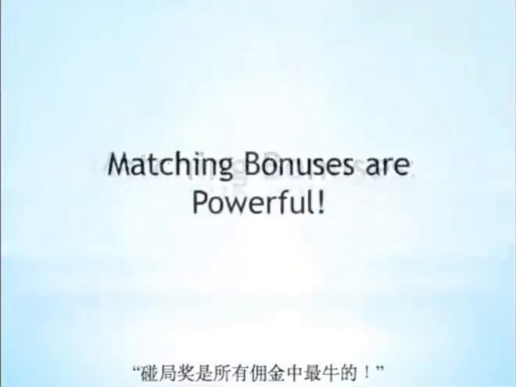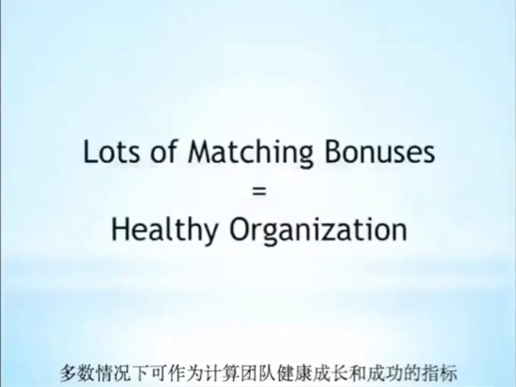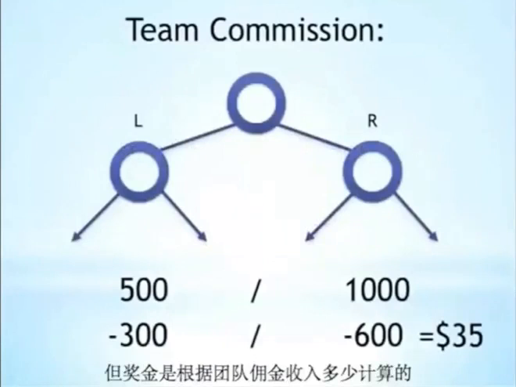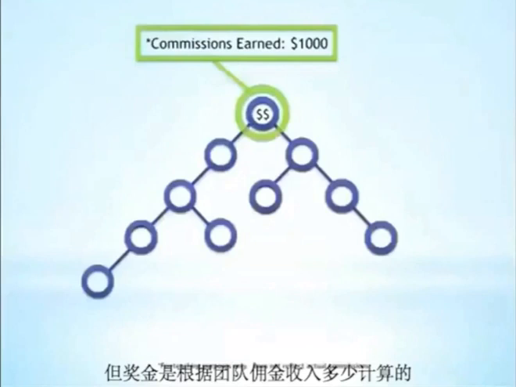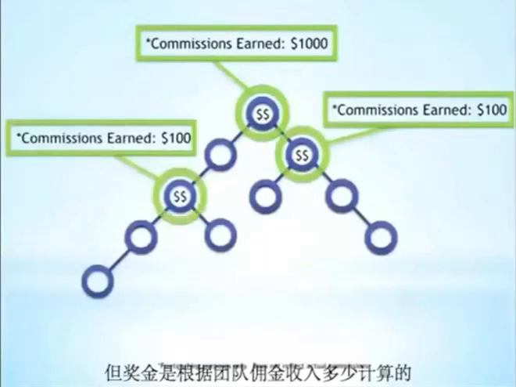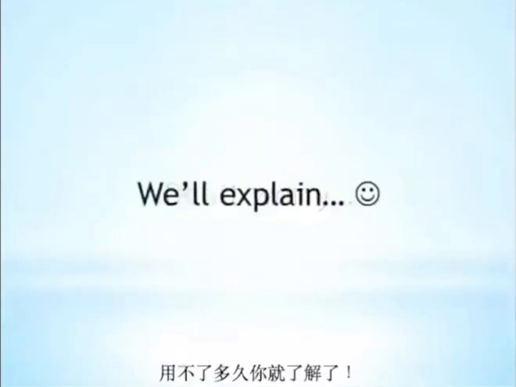Matching bonuses are a powerful component of the Jeunesse compensation plan, and in many cases can serve as an indicator of the overall success and health of an organization. Team commissions, or those calculated from the binary tree, are determined by volumes of products sold, but matching bonuses are calculated based on the actual amount of team commissions generated by an organization. Now, if that sounds a little complicated, don't worry. It'll all be clear in a second.